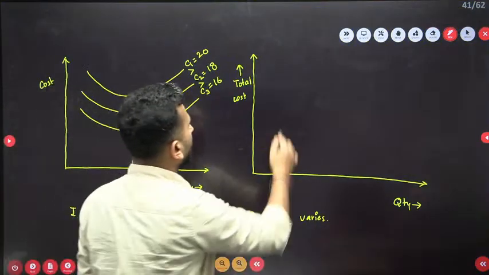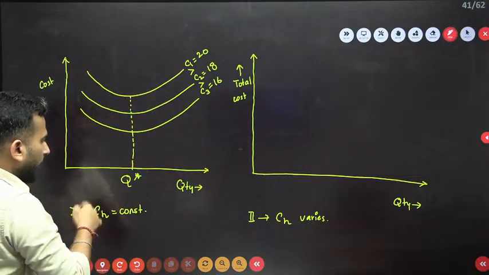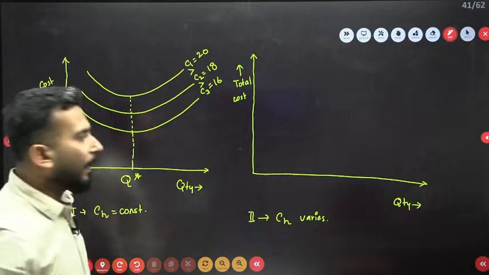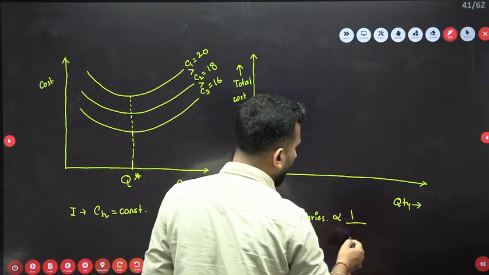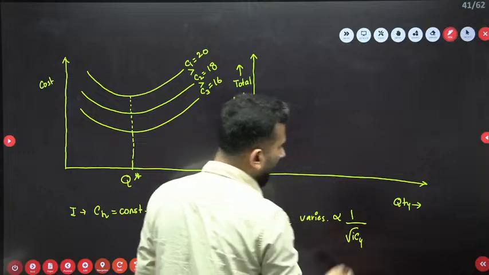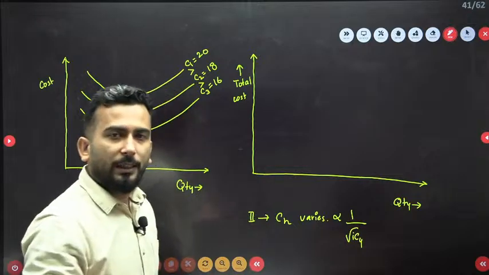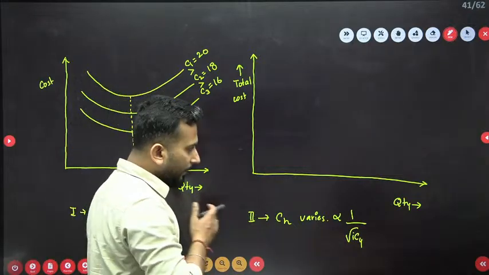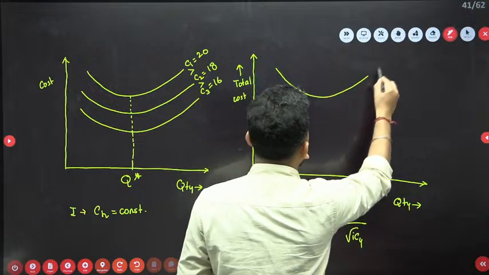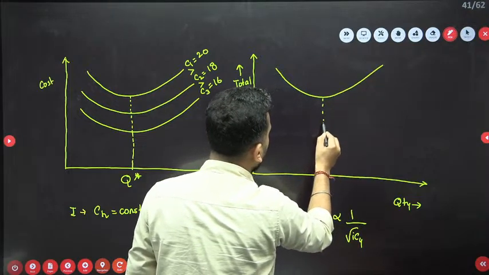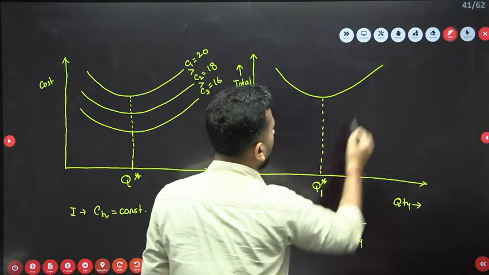Now why was Q star not changing? Because I had taken fixed cost and holding cost as fixed. Now what I will do is vary CH inversely, like 1 by root over I times Cu. So when Cu decreases, your CH will increase, and if CH increases, your quantity will increase. That means it will go to the right. Suppose for 20 it is something like this, and this is the Q1 star. This is the 20 rupees curve.